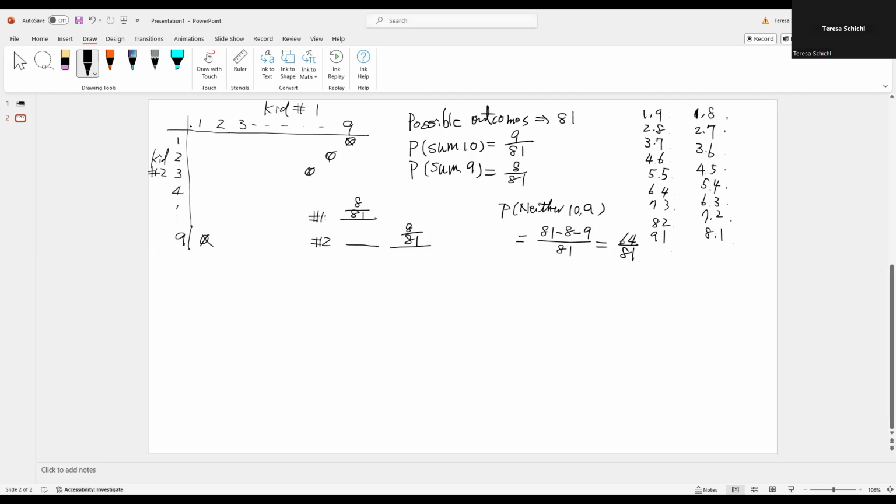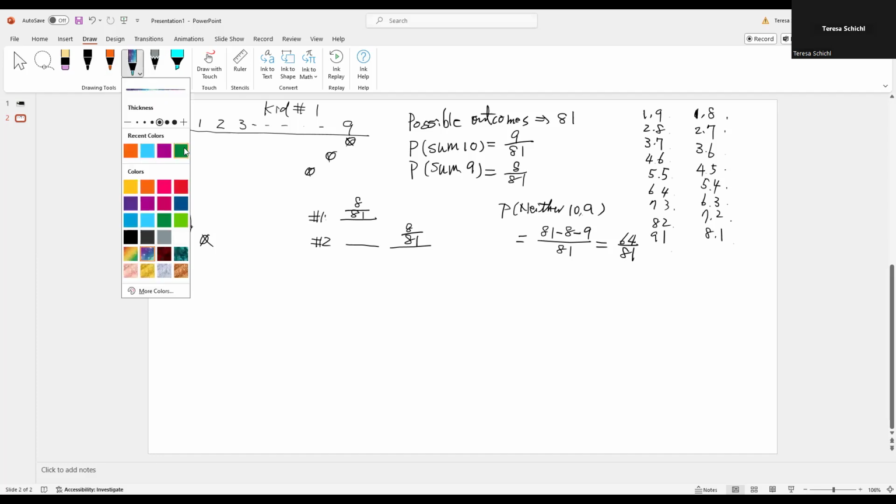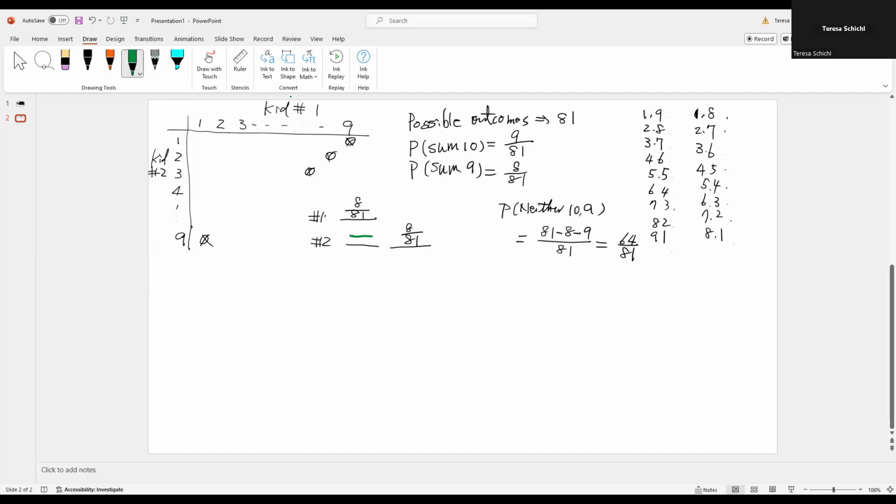over 81. That means I will get any other sum except 10 and 9. So in here, that's what happens. For the first one, I'm getting something else, right? So that will be 64 over 81. All right, so now maybe I got unlucky. I get my 9 at the third trial, A over 81.